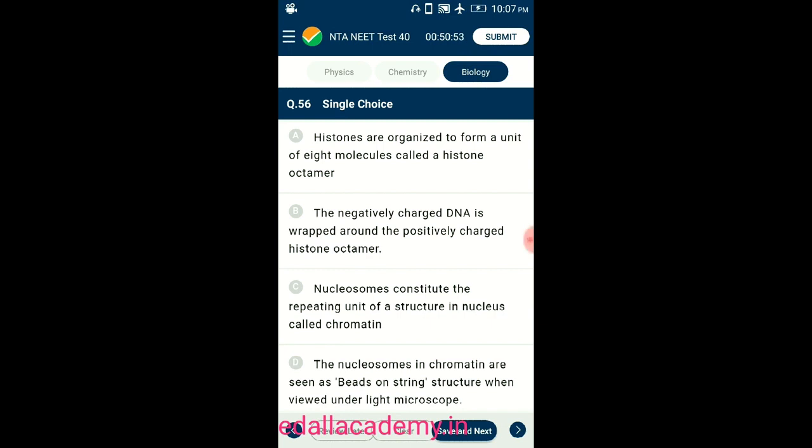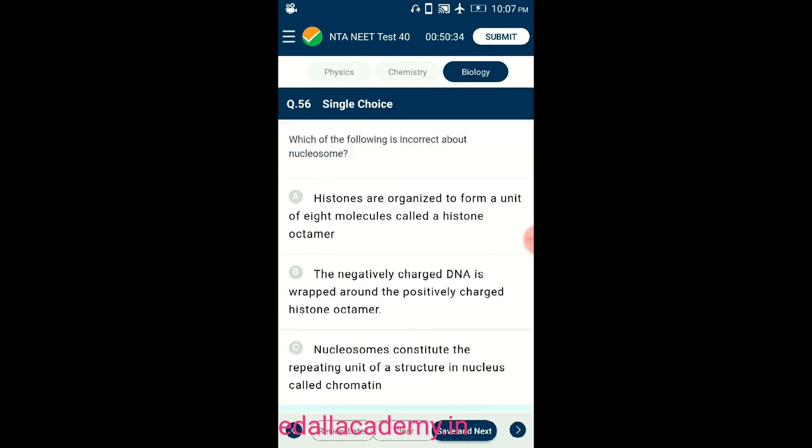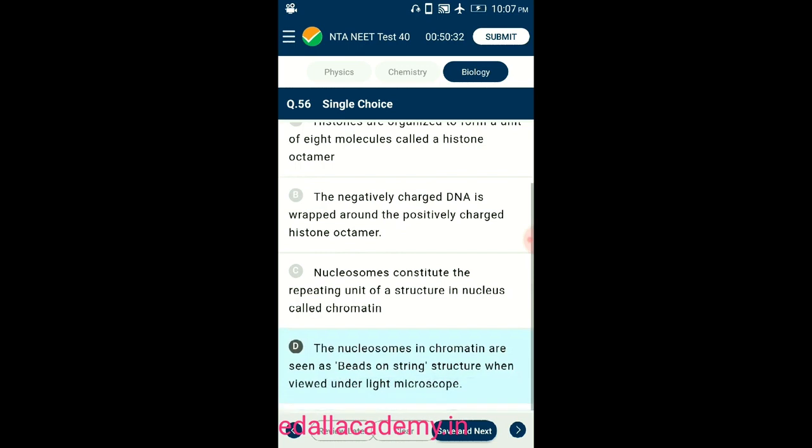This chromatin undergoes further coiling to form chromatin fibers. These chromatin fibers undergo further coiling to form chromosomes, which are distinctly visible during metaphase of cell division. So the answer for this question is option D. From the given 4 statements, statement D is given wrongly. The nucleosomes in chromatin are seen as a beads on string structure when viewed under an electron microscope.